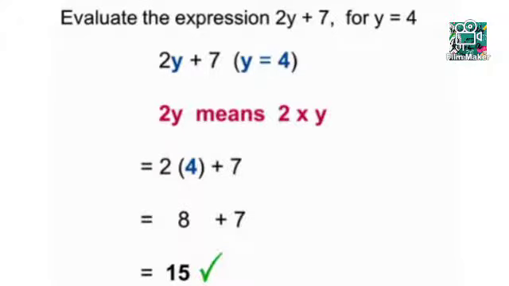Now I am going to teach you how to substitute a given value for the variable of the formula. See this: evaluate the expression 2y plus 7 for y equal 4. Children, you have to substitute the value 4 for y and get a final answer. So 2y plus 7, y equal 4. Then instead of y, write 4 there. 2y is coming by multiplication, so 2 into y is 2y. Likewise, 2 into 4 you have to multiply, and 2 into 4 is 8. 8 plus 7 gives 15.